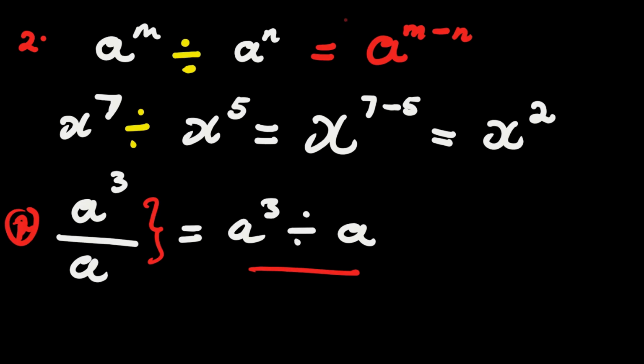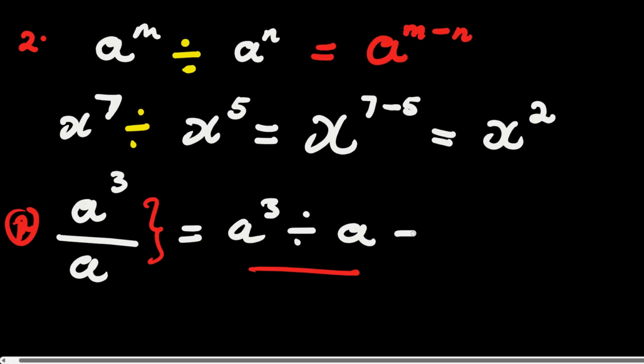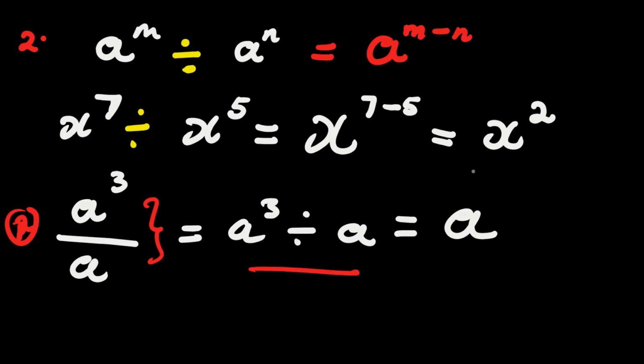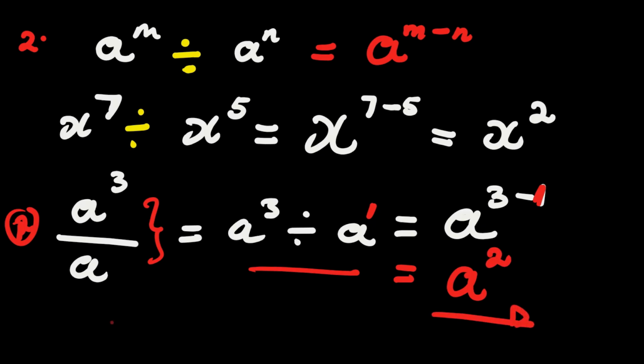So what is the answer to our example here? The bases are the same. Base is a. What do we do with the exponents? It's 3 minus 1. So we assume there's a mathematical 1 here. That's where the 1 comes from. So our final answer would be a to the power of 3 minus 1. This is 2. Then a to the power of 2 is our final answer.